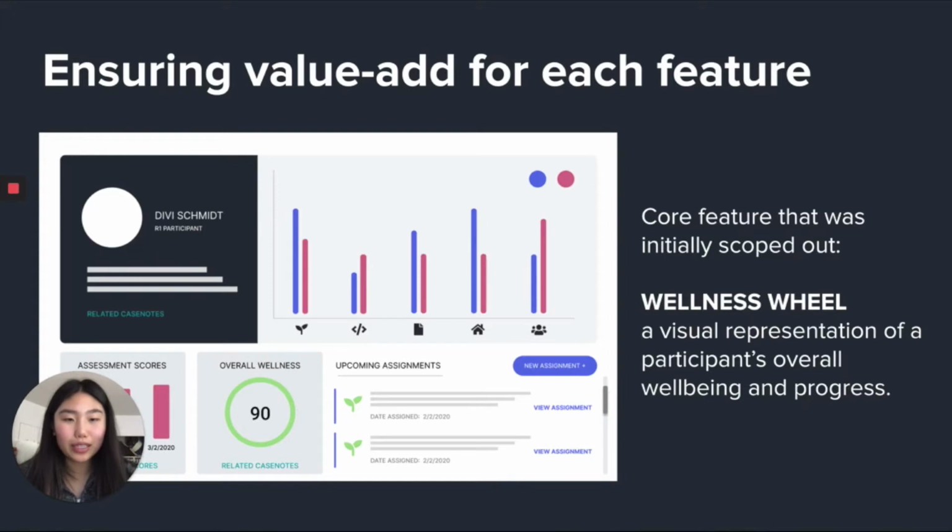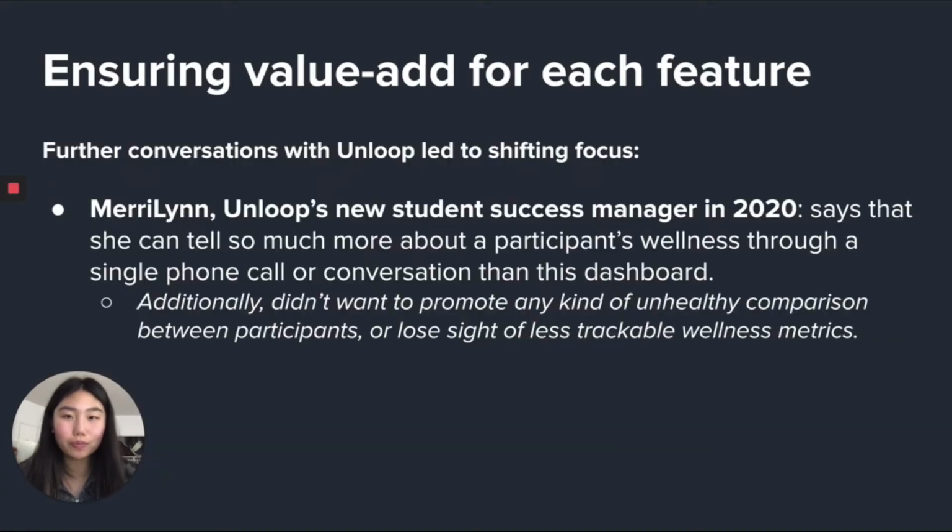One example of this is this wellness wheel that we initially scoped out to be a visual representation of progress and well-being based on things like completion of action items and test scores. However, after further conversations with Unloop, and specifically with Marilyn, who is their new student success manager, we learned that these were not actually metrics that they felt like they could utilize very effectively.